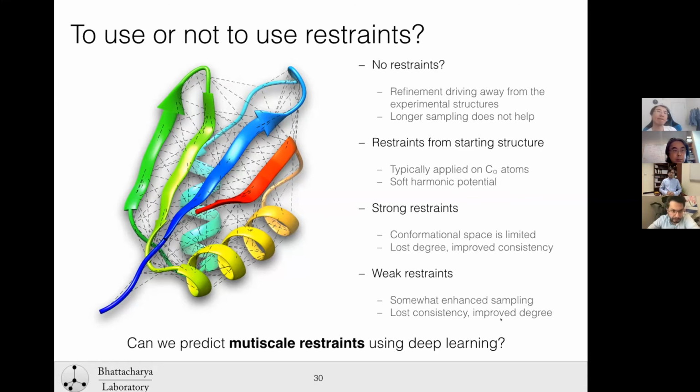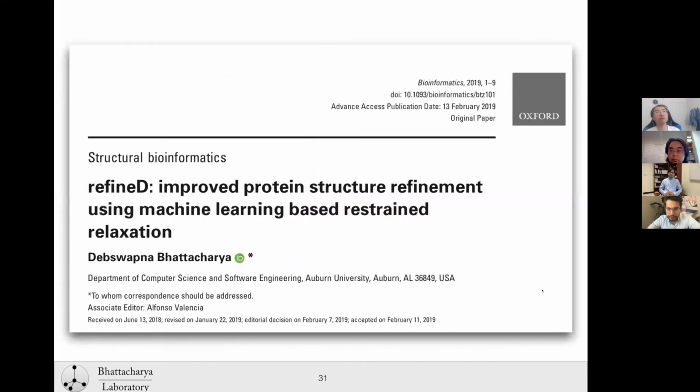We ask the question: instead of deriving restraints from the starting structure, can we predict the restraints using deep learning? And more importantly, can we use multi-scale restraints from deep learning? We have published a paper in Bioinformatics, in 2019. This predicts restraints using deep learning and then applies restraint relaxation for structure refinement. The method is called ReFOLD-D.